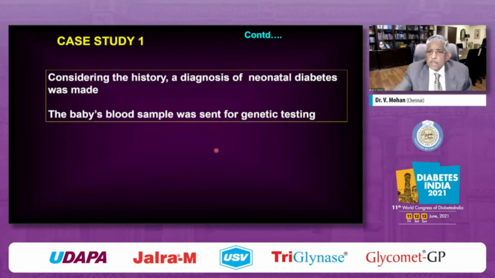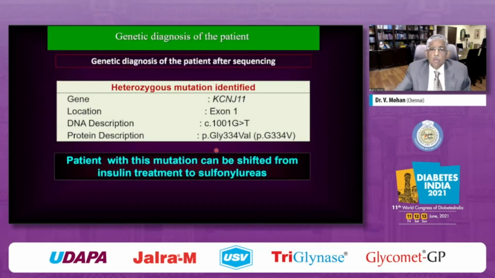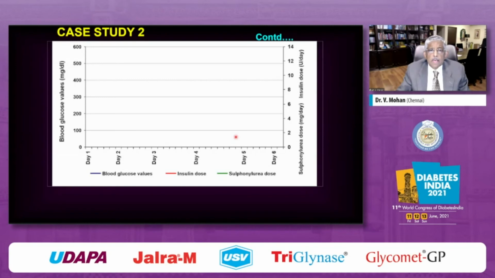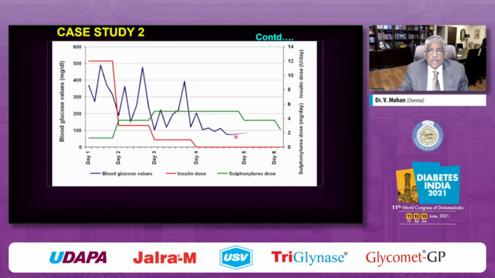So what we did was we straight away took her up for genetic testing. What we found was a heterozygous mutation in the KCNJ11 gene. Now, this is a classical form of permanent neonatal diabetes in exon 1, which responds to sulfonylureas. So we said, okay, now let's stop the insulin and start sulfonylureas. So we started glibenclamide, and this is what happened. You can see, the red is the insulin dose. You can see the insulin dose coming down, down, down, and the insulin becomes 0. Now, the green is the sulfonylurea dose. We started there and slowly built up the sulfonylurea.